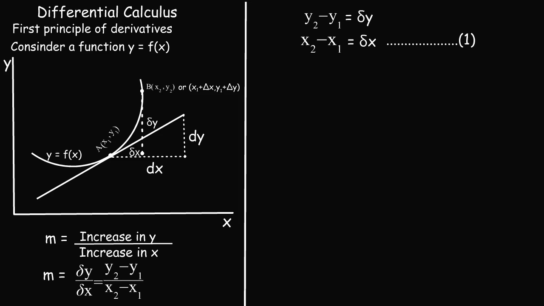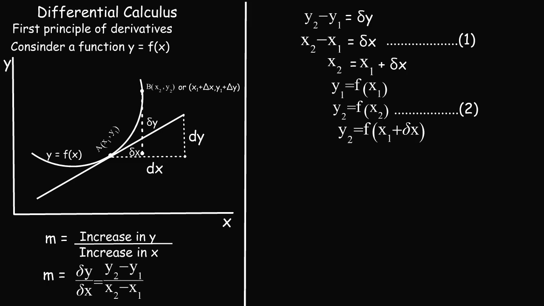Now from equation 1, s2 will be equal to s1 plus delta s. Obviously y is a function of s, so therefore y1 will be a function of s1, that is y1 will be equal to f of s1, and y2 will be equal to f of s2. This will be our equation 2. Now substituting for s2 in equation 2, that is substituting s2 equals s1 plus delta s, y2 rather becomes f of s1 plus delta s. This will be our equation 3.